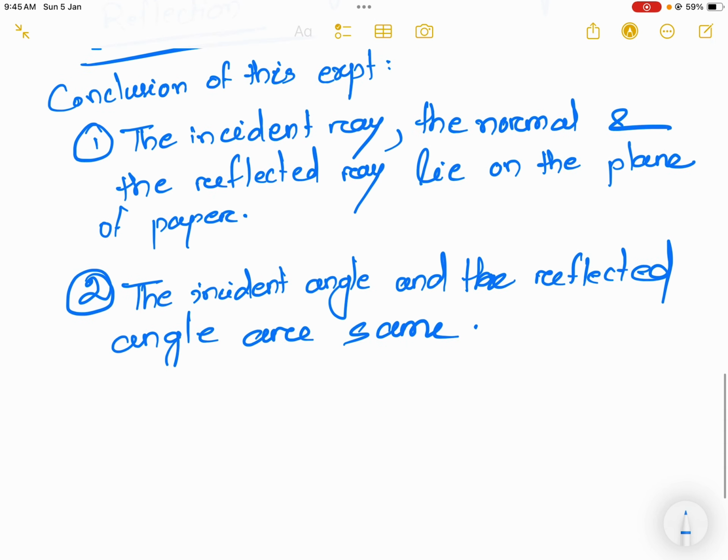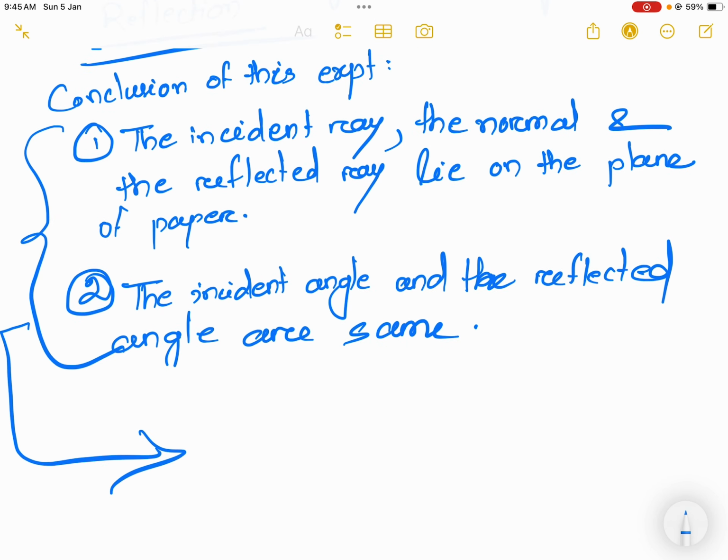These are the two laws of reflection. What do you mean by laws? These are the same in any condition. Reflection of light will obey these two conclusions or laws in any condition. These are the two laws of the phenomenon of reflection of light.